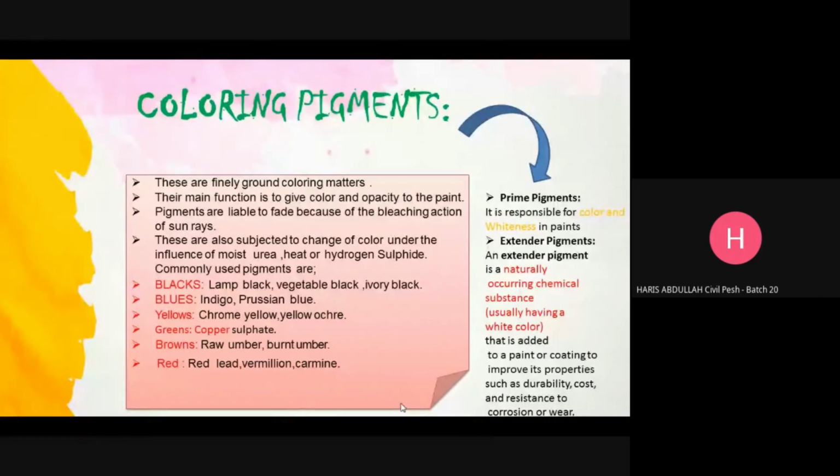One measure of a paint's quality is the pigment volume concentration. Pigments are also subject to change of color under the influence of moisture, heat, or hydrogen sulfide. Here on the slide, you can see many pigments commonly available in the market: blacks, blues, yellows, greens, browns, and reds, with explanations written in front of them. Blacks include lamp black, vegetable black, and ivory black. So there are many variations in it.